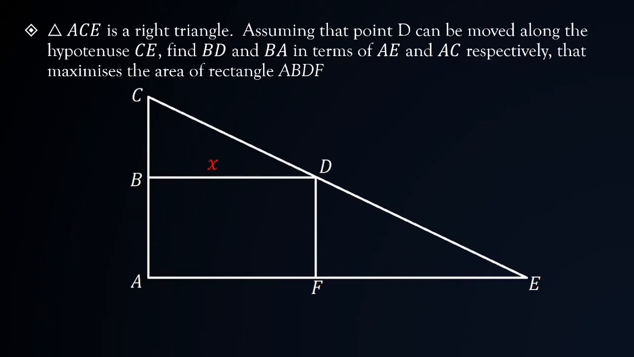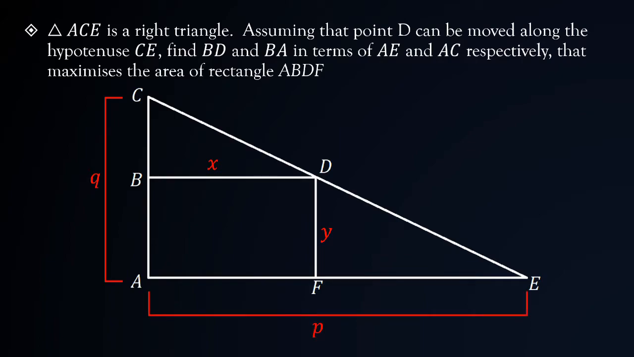To proceed, we will first label BD and assign it a length of x. Next, we will assign DF a length of y. After this, we will assign the short leg of the large triangle, AC, a length of q. And finally, we will let AE have a length of p.